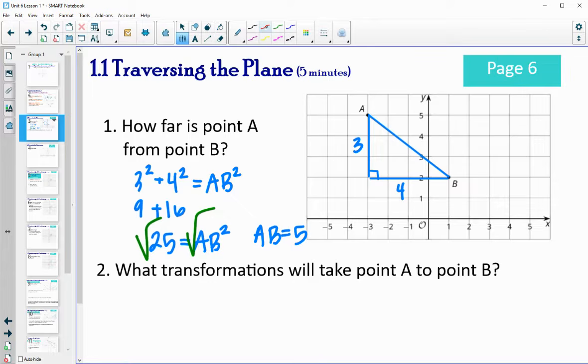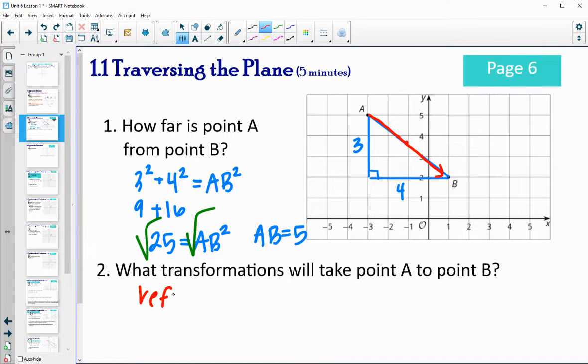So what transformation would take A to B? So a point to another point. You could find a rotation, you could find a reflection. If you found the halfway point here, you could reflect it over a specific line. So maybe you said reflected over the perpendicular bisector of segment AB. You could also talk about a translation, just sliding it, from the point negative 3, 5 to 1, 2.